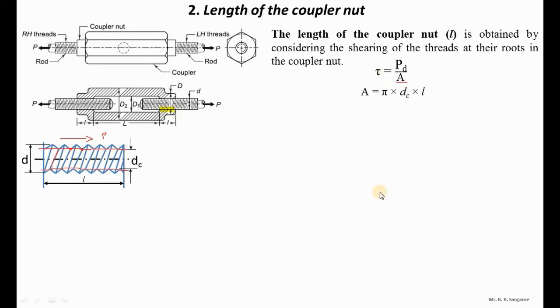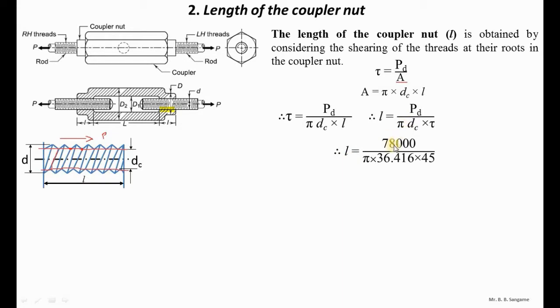So by using this formula we can calculate the length of the coupler nut. I am going to rewrite this equation in terms of L, because we have the value of tau, we have calculated the value of DC, and we have calculated the value of PD, that is the design load. So the equation can be L is equal to PD divided by pi DC into tau. Let us put the values of DC, tau and PD in this equation and calculate the length of the coupler nut. Here PD is 78,000.